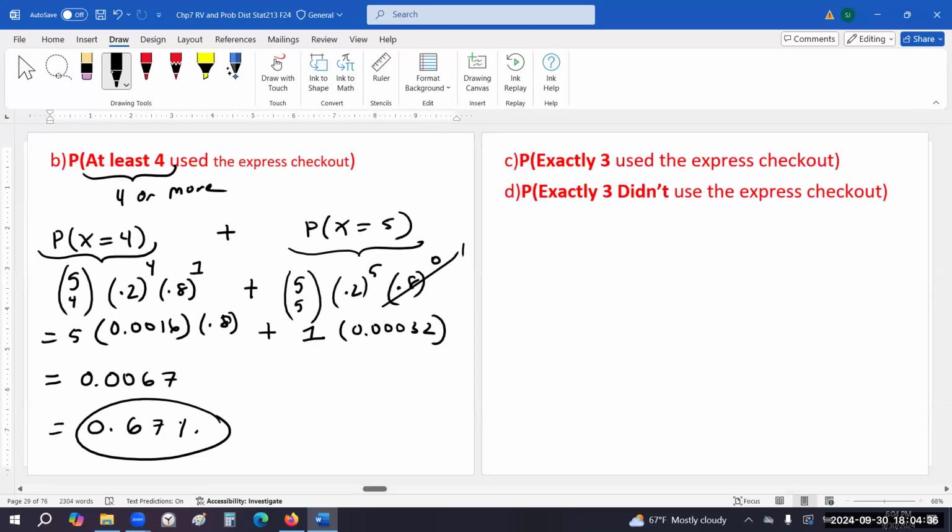The next one, what's the probability exactly 3 use that app and exactly 3 did not use that app? Probability x is 3. And how do you find the probability? 5 choose 3.